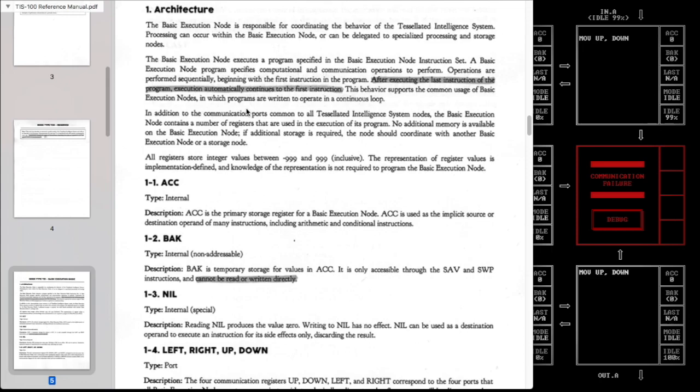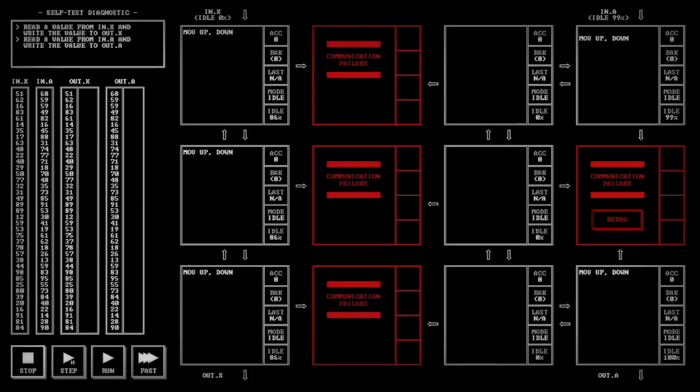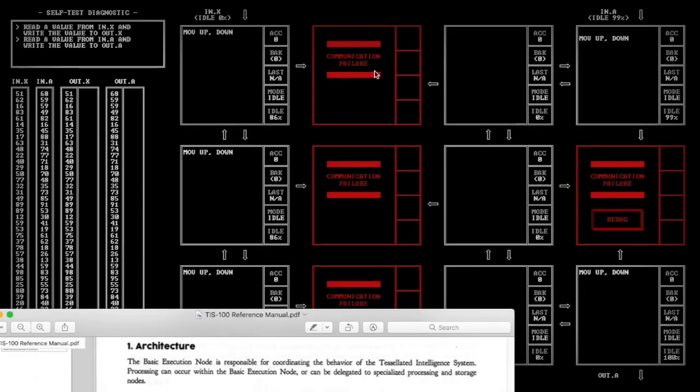The basic execution node contains a number of registers that are used in the execution of its program. No additional memory is available on the basic execution node. If additional storage is required, the node should coordinate with another basic execution node or storage node. So, is that a storage node? Or is that basic execution node? I have no idea.